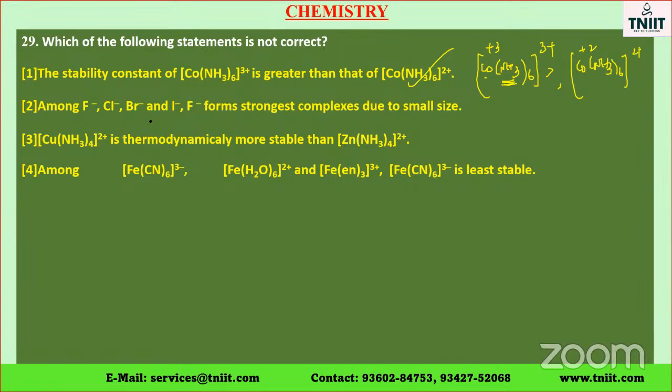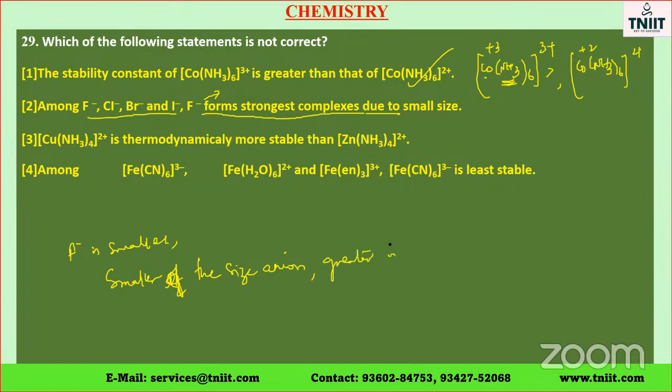Among fluorine, chlorine, bromine, iodine, fluorine forms the strongest complex due to its small size. The greater the charge density on the atom, the more the stability of the complex. Smaller the size of the anion, greater is the charge density. Negative ions are called anions. So amongst these four, fluorine is small. We know that fluorine is a highly electronegative element. Hence, greater stability. So the second option is also right.